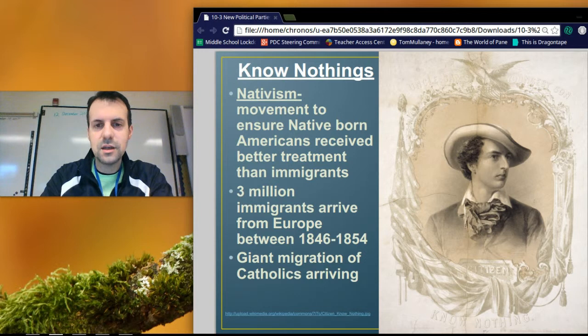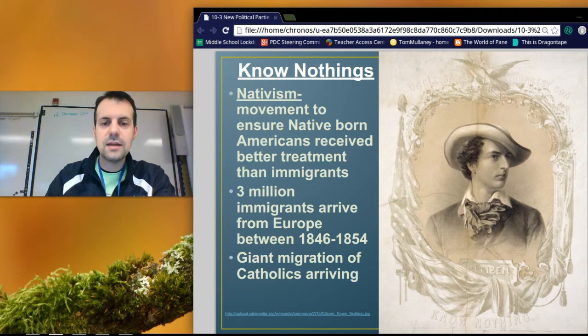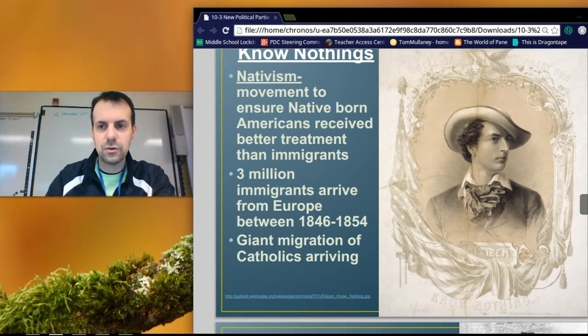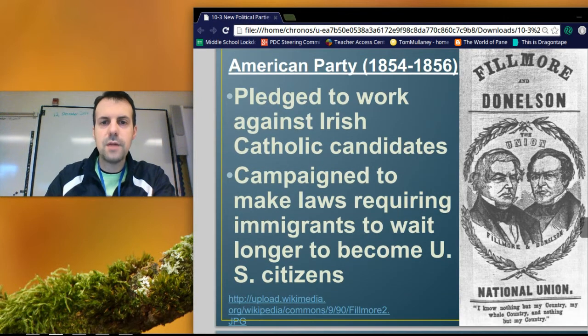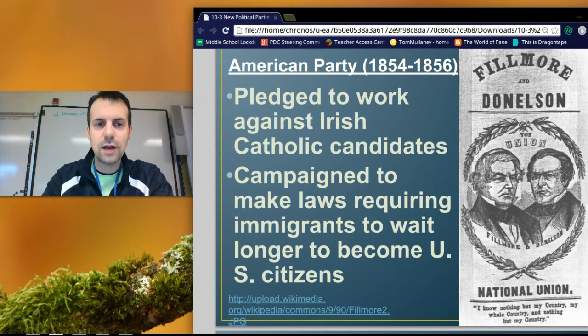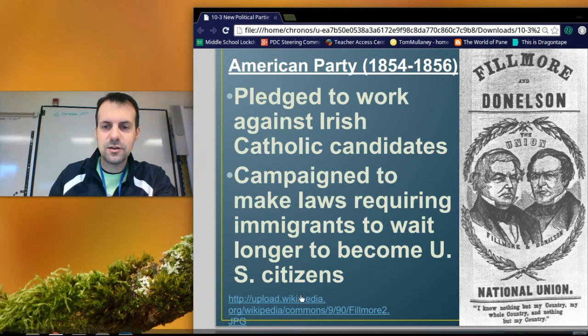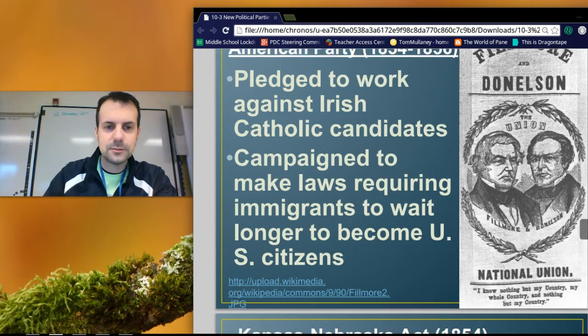This time we get the Know-Nothings. It's basically a nativist movement, with dislike of newcomers, dislike of the new immigrants coming from Europe, and dislike of the Catholics who are arriving. You get the American Party. They pledge to work against Irish Catholic candidates, and they campaign to make laws requiring immigrants to wait longer to become U.S. citizens.